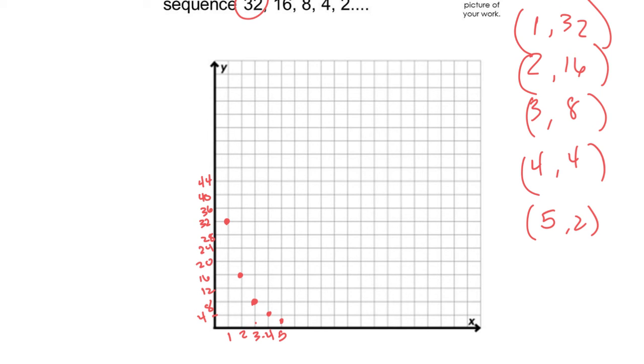When you are graphing these, do not join them. They are discrete. They're not continuous because you don't have 1.5 positions. You only have 1 position, 2 position, 3 position. So they can't be connected.